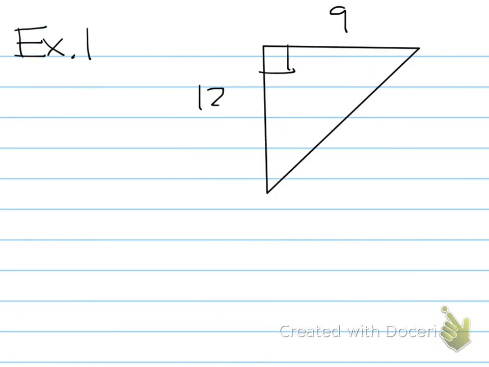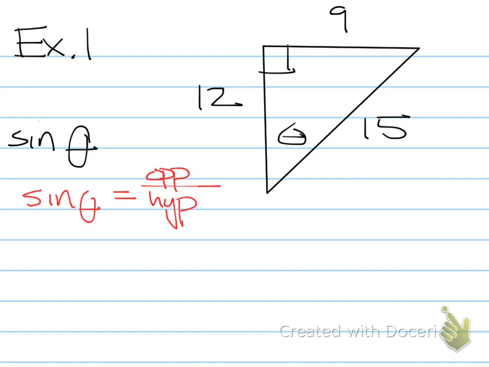All right, in this figure example, we want to find sine of theta. So the ratio for sine is opposite over hypotenuse. The side that is opposite angle theta is 9, and the hypotenuse in this triangle is 15. So sine of that angle measure is 9 over 15, which can be simplified to 3 over 5.